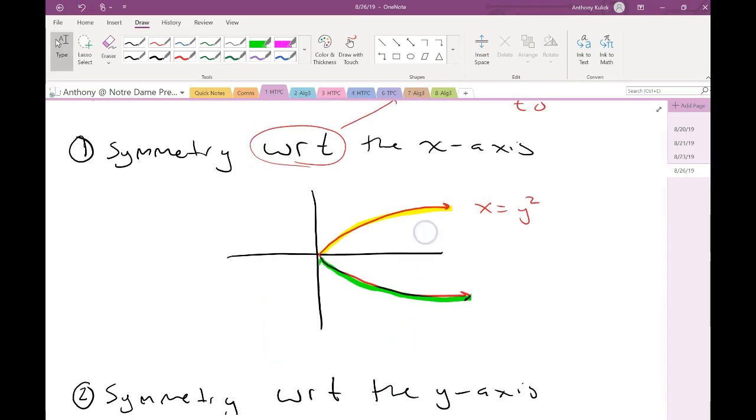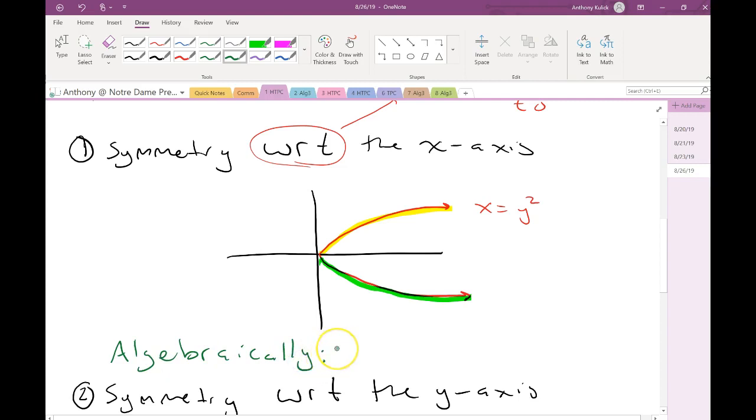So in the first case, what this means is that f of x should equal negative f of x. And we'll do some examples to show you how we're going to use these algebraic definitions in a moment.